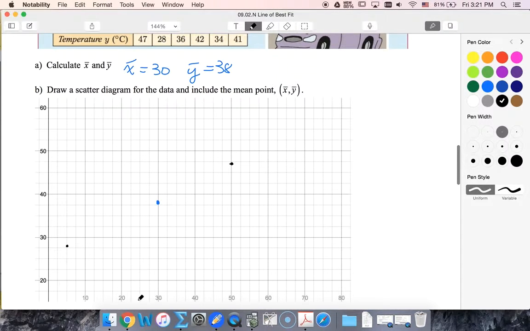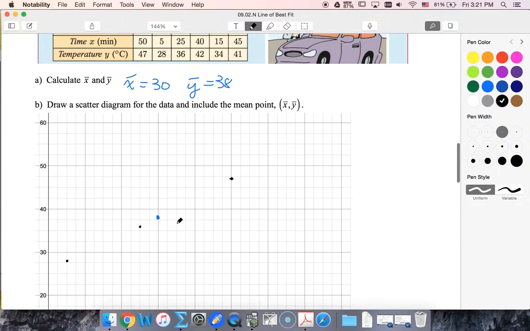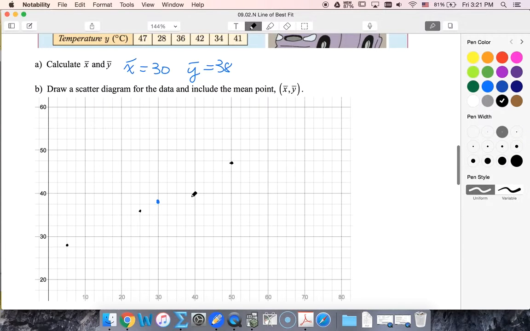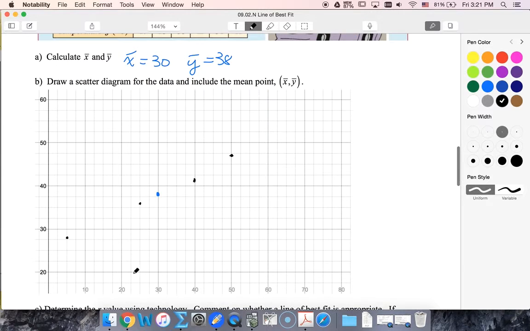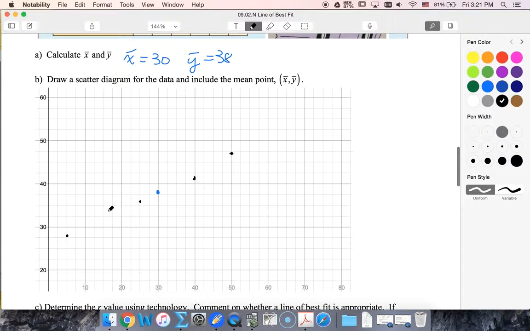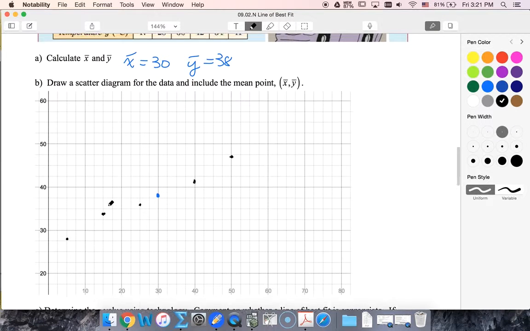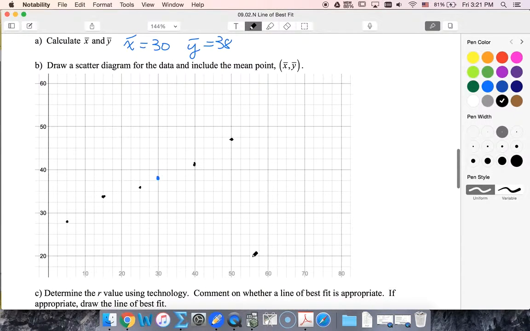25, 36. 35, so 36 will be about here. 40, 42. 15, 34. And then 45, 41.